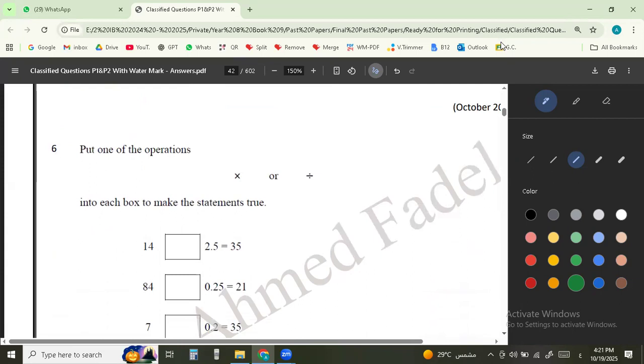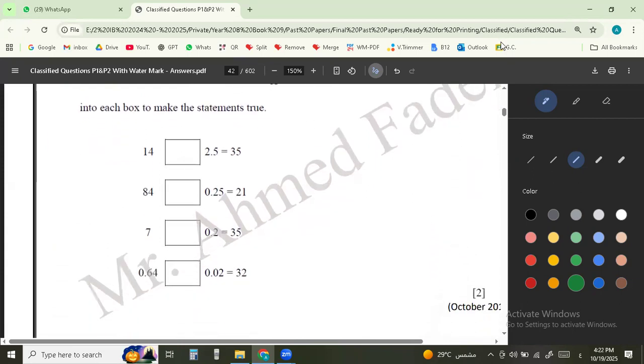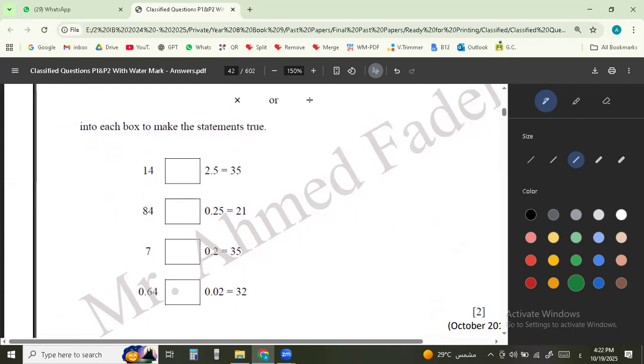Put one of the operations in each box. Here they want multiplication or division. Well, how can I know, mister? Do I need to calculate them? No. We know that if you're dividing, the number usually gets smaller, unless you're dividing by smaller than 1, then the number gets bigger. If you're multiplying, the number gets bigger, unless you're multiplying by smaller than 1, then the number gets smaller.